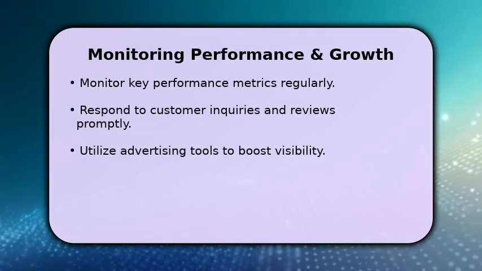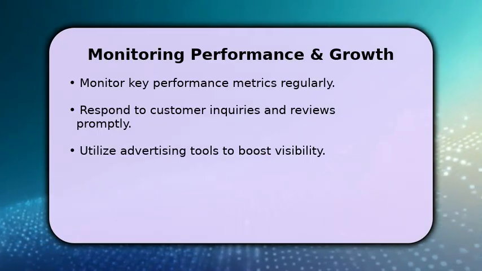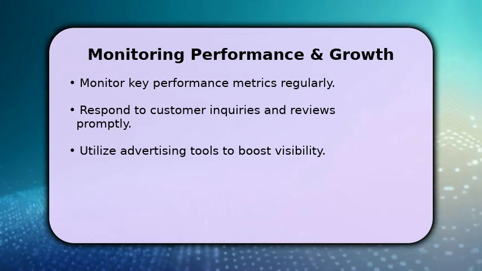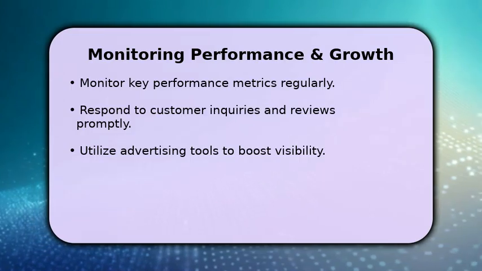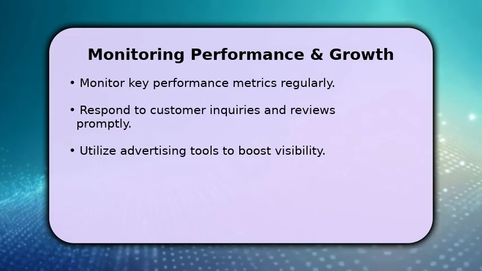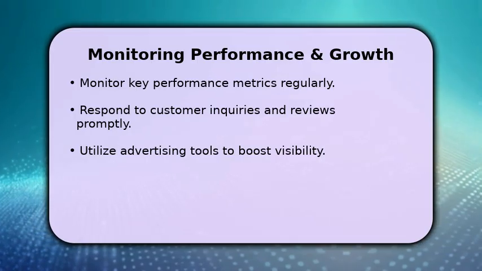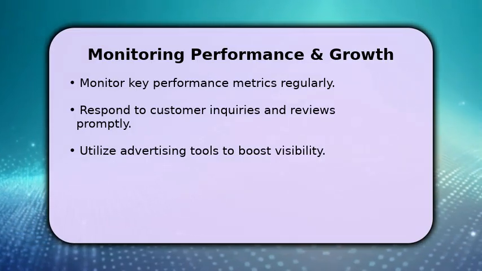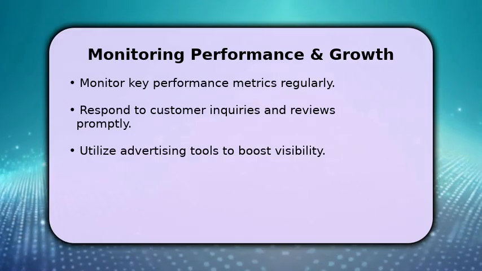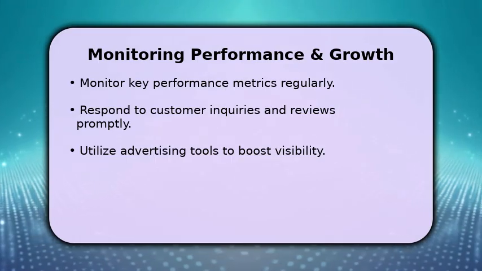To grow your Amazon business, consistently monitor your performance metrics, such as order defect rate and customer service dissatisfaction rate. Aim for an order defect rate below 1%. Respond to all customer inquiries within 24 hours and address reviews professionally. Consider using Amazon's advertising tools like sponsored products to increase visibility. Continuously optimize your product listings based on performance data to maximize sales and expand your reach.